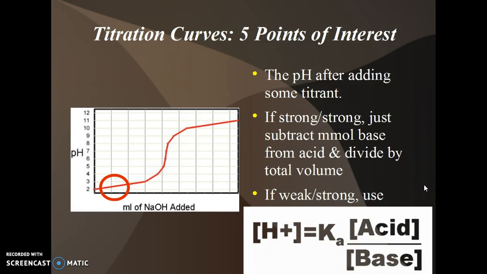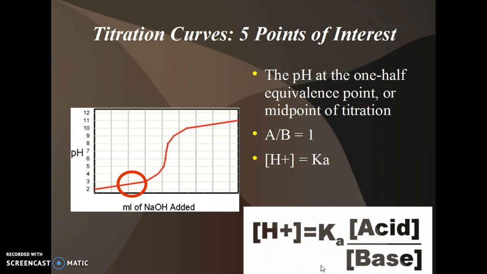Now, after you add some titrant with strong acid weak base or strong base weak acid, you have a buffer situation. And let's find the pH after you add some titrant. If it's strong, you're just subtracting the millimoles of base from the millimoles of acid, divide by the total volume, and then from that calculate the pH. But if you're going weak, strong, you're going to use, for a weak acid, the hydrogen ion concentration is equal to Ka times the ratio of acid divided by base. That's something worth memorizing.